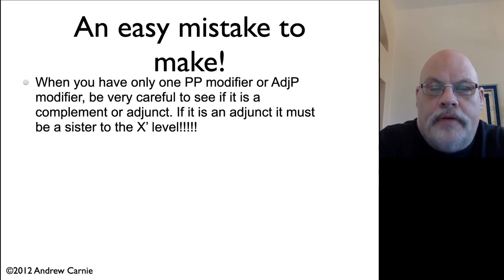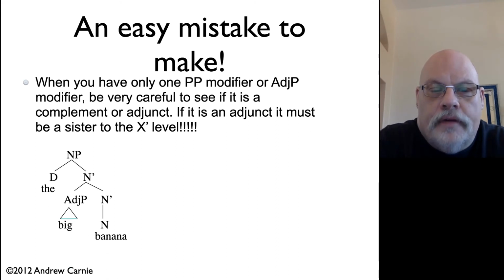Okay, now there's a very easy mistake for beginning tree drawers to make. So let's take this phrase, the big banana. And big is in fact an adjunct. You can say the big one, right? You can have multiple adjectives, so you can say the big rotten banana. It can be separated away from the head, the big rotten banana. You can conjoin it with other adjuncts, so you can say things like the big and rotten banana. So adjective phrases are adjuncts in the relevant level.